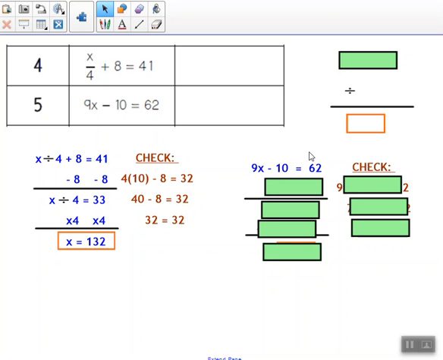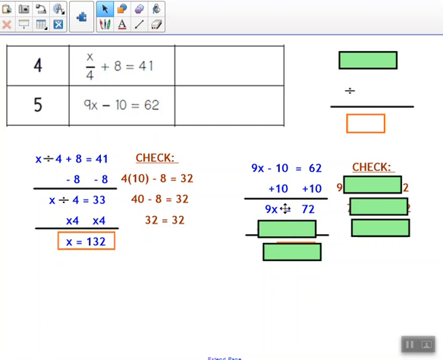In number 5, you have 9x minus 10, and it's equal to 62. So what's the first thing we want to do? Just solve this. We want to get rid of subtracting 10. So we cancel it out by adding 10 to both sides. This goes away. We're left with 9x. And over here, we're left with 72.